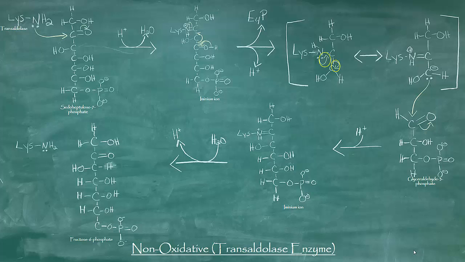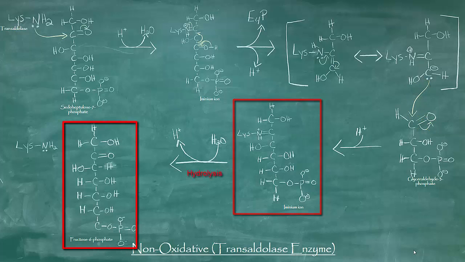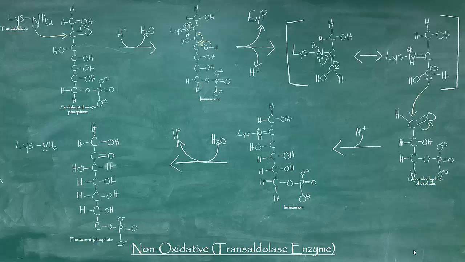Dihydroxyacetone, the resonance-stabilized carbanion, undergoes an aldol condensation reaction with glyceraldehyde 3-phosphate. The iminium ion undergoes hydrolysis to yield fructose 6-phosphate, also known as F6P, which is our final product.